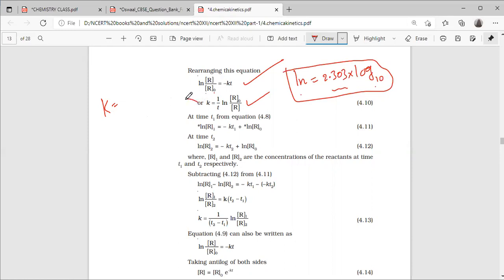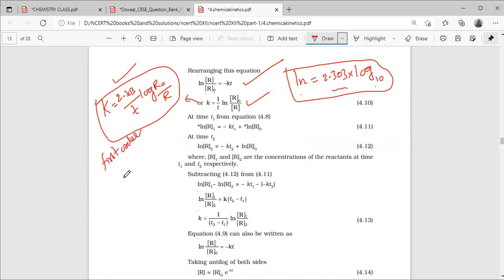So now log here, K equal to, I can write it. This formula only I am writing with a little difference: 2.303 upon T log R naught upon R. What I did is just convert the natural logarithm into normal logarithm. That's the only step. This is the one formula for numericals. We will use this. It is the first order one.